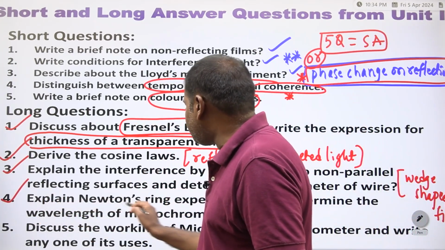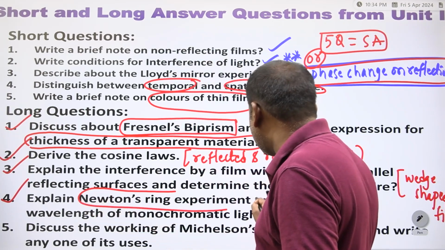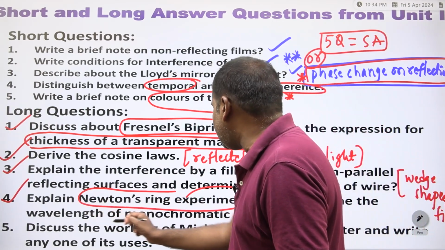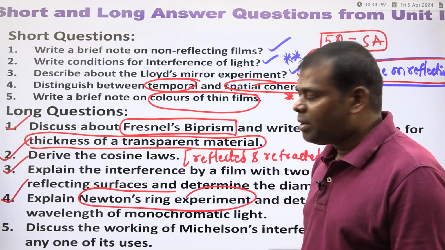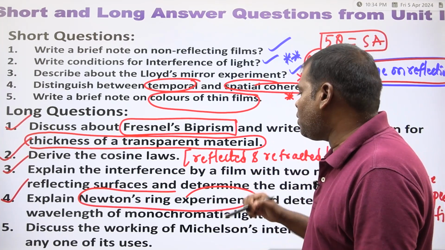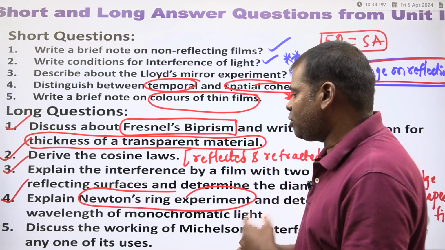Now the fourth one, explain the Newton rings experiment and determine the wavelength of monochromatic light. Find the wavelength of a monochromatic light. In your laboratory also you are learning the Newton rings. That one you have to write.